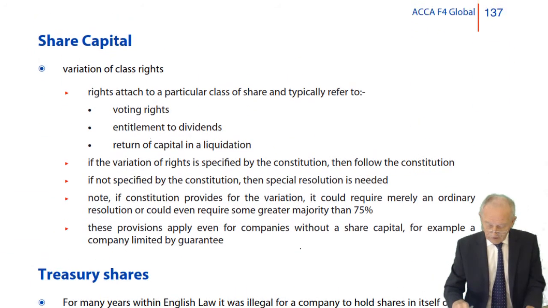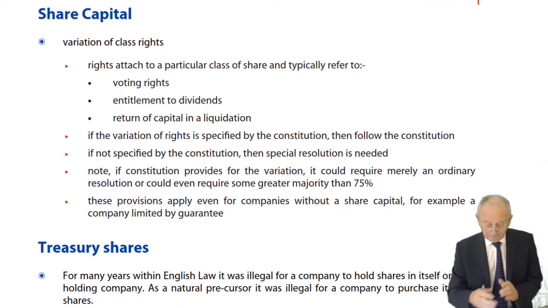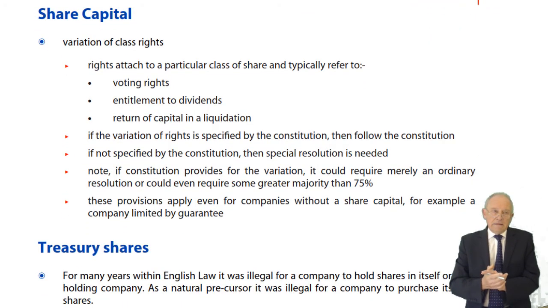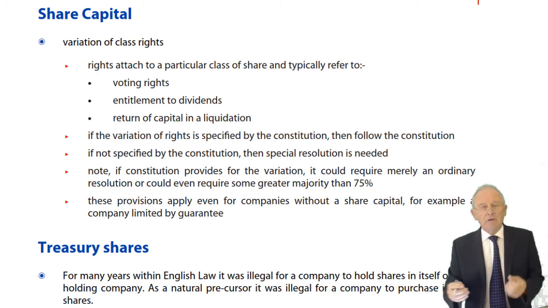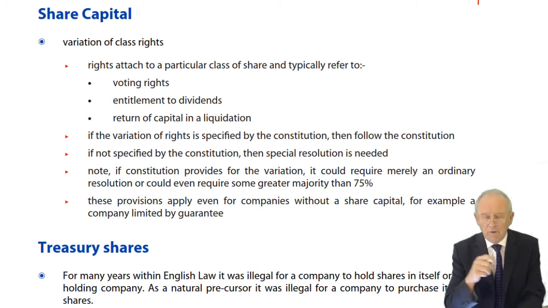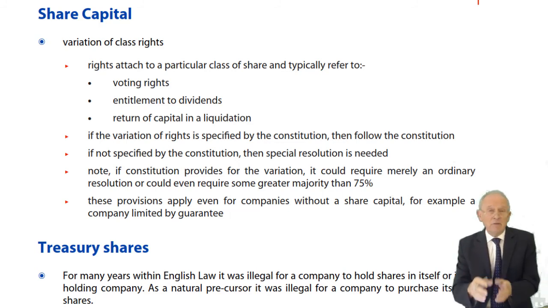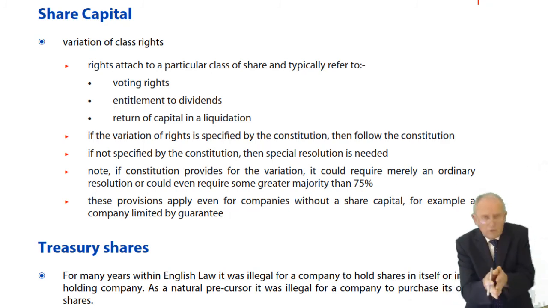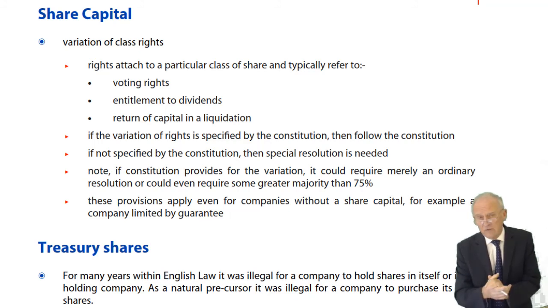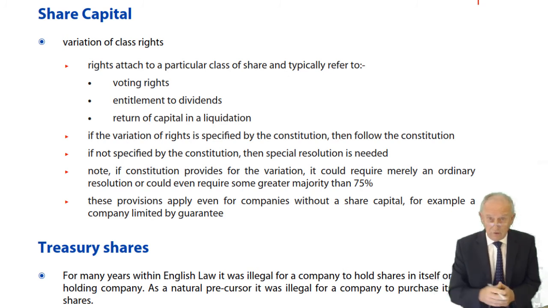Okay, we move on then to share capital variation of class rights. Where shares are issued, there may be different classes of share. The main one is equity shares or ordinary shares. That's the big one. But when shares are issued, or when a company is being created, the promoter has to decide what the share capital is going to be and how it's going to be subdivided, whether it's going to have just one class of share or a number of different classes of share. And the rights attached to each of those classes will be defined within the Constitution. It will be there within the articles and within the document that surrounded the share issue.